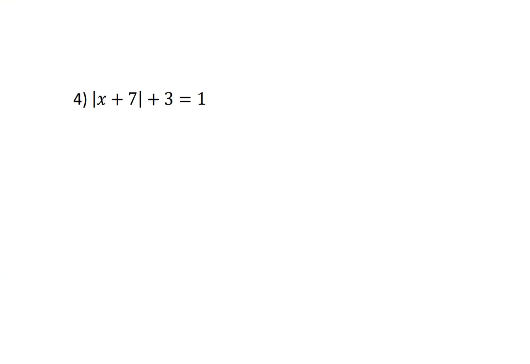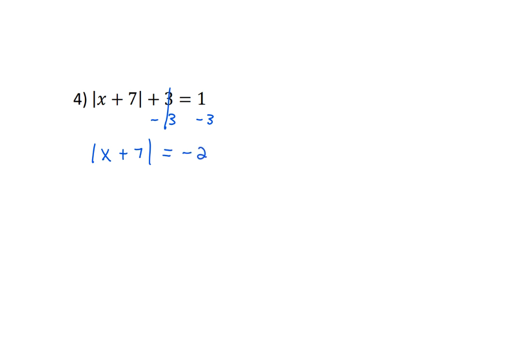Just like the equation before this, the absolute value is not by itself. So the first thing we want to do is get the absolute value by itself on one side of the equal sign. So to do that, I'm going to subtract 3. All right, that gives me the absolute value of x plus 7 equals -2.